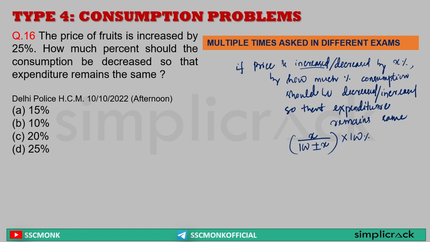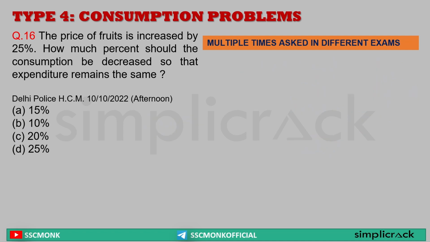Now here it is saying the fruit price is increased by 25%. That means 25 divided by 100 plus 25, that is 125, into 100%. 25 fives are 125, so 5 twenty is 100%. So the consumption should be decreased by 20% to keep the revenue, or the expenditure, the same. Clear? I will give you 10 seconds to consume this. Okay. I hope now sorted. Next.